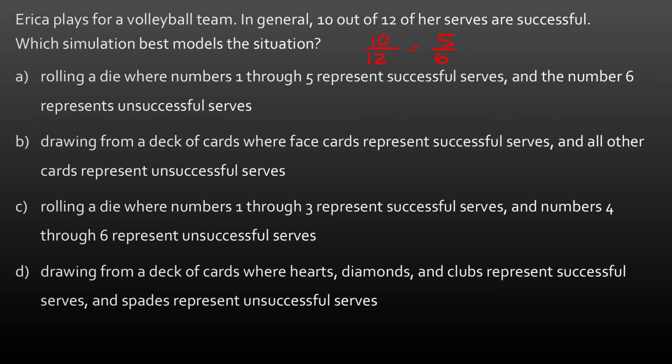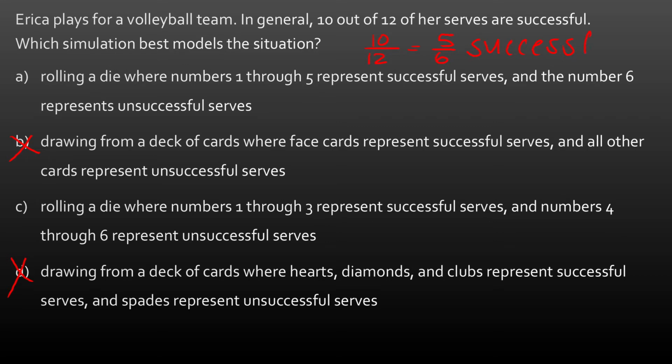And the reason why is because, when I roll a dice, I have 6 different options I could roll, right? And my denominator is 6, so that's a total of 6. So right off the bat, I'm going to cross off these ones where I'm drawing a card. Let's focus on the 2 where I'm rolling a dice. Remember that 10 out of 12, or 5 out of 6, are successful.